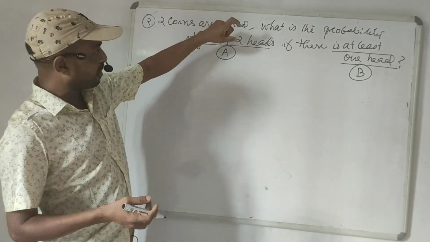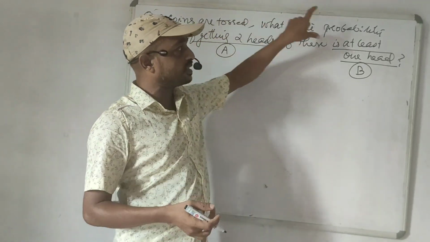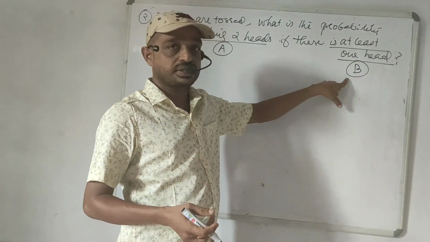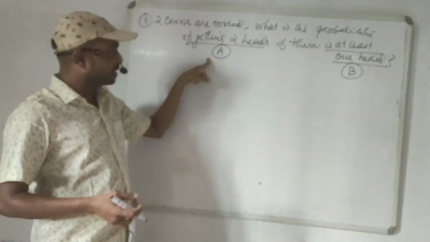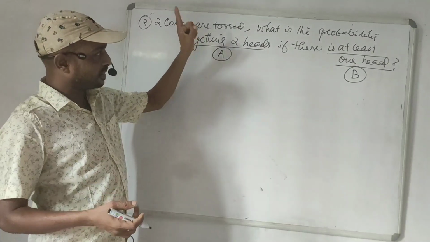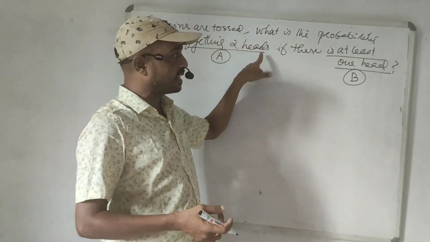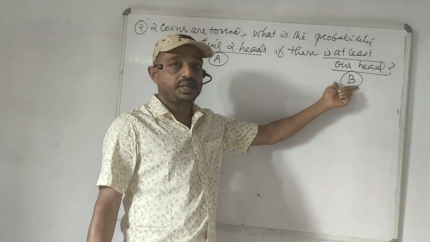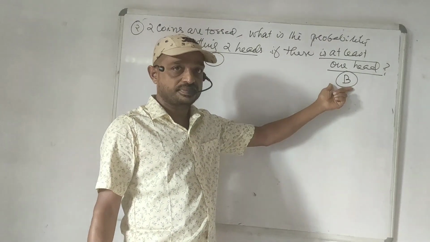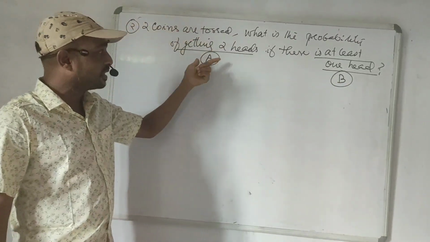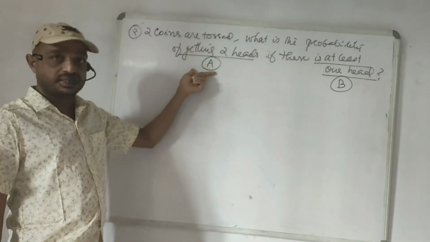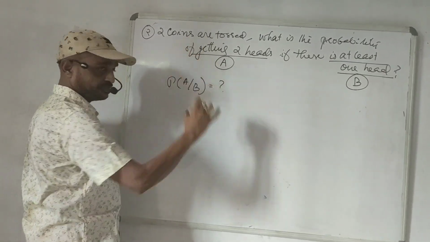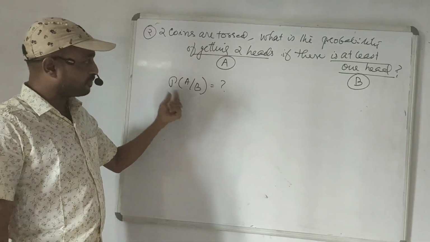We are required to find the probability of getting two heads if there is at least one head. So this is the condition. What is the condition here? B is the condition. You are required to calculate the probability of the event A. That means this event B has already happened, or this is the given condition. If the event B has already happened, you are required to find the probability of the event A happening. That means P of A given B is to be calculated. So how will you calculate P of A given B?